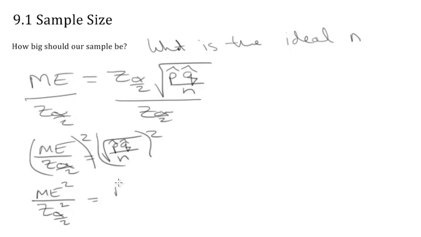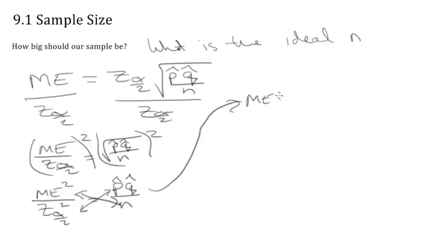Boy, that looks so mathy, doesn't it? You should let people look over your shoulder watching you do this. I'll be really impressed. And now, because I distributed the squaring, I'm going to cross multiply, which is usually people's favorite thing to do. So if I cross multiply, I'm going to have the margin of error squared times n, and that's going to equal the critical value squared times p hat q hat.